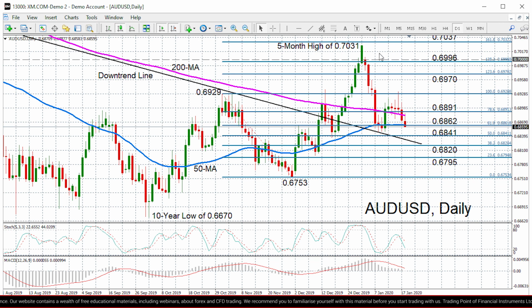If that is cleared as well, then that peak from the end of last year, the 5-month peak of 0.7031, that would be the main target for the bulls, which is needed in order to resume that uptrend which started back in the autumn.